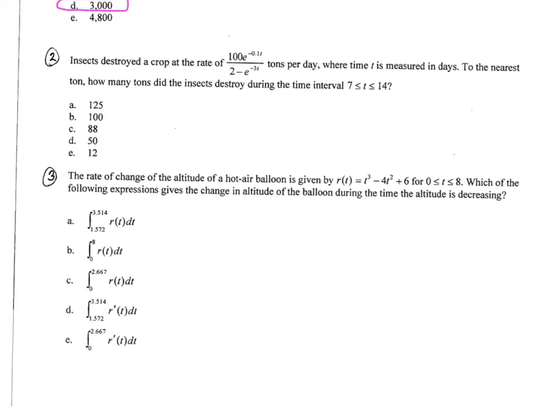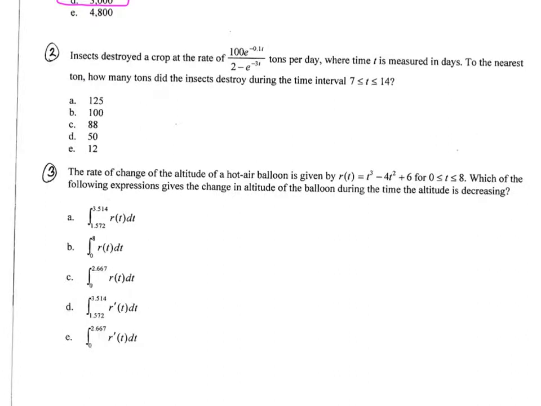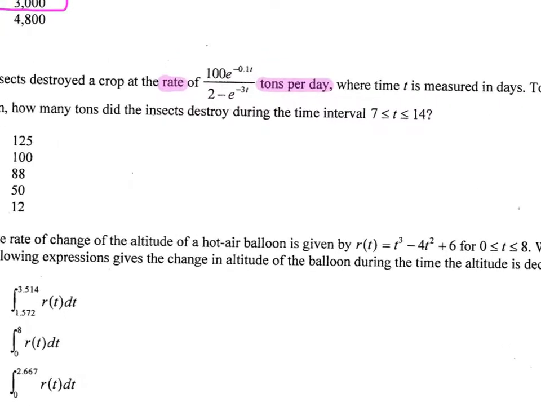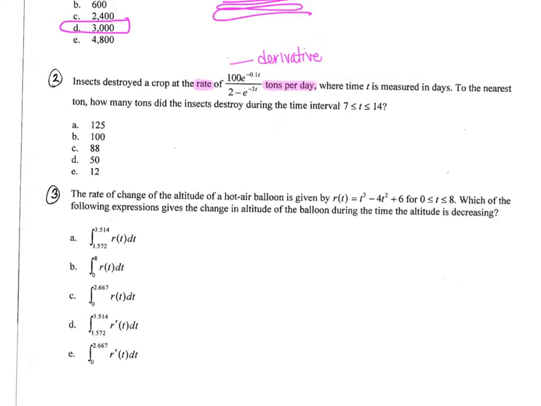Number 2 is actually going to be a calculator active problem. It says insects destroyed a crop at a rate of 100 e to the negative 0.1 t, all divided by 2 minus e to the negative 3 t, tons per day. There are so many key phrases just in that first sentence. Rate, tons per day. So I hope that you look at this and you think, oh, yeah, I am given a derivative. That is a derivative.